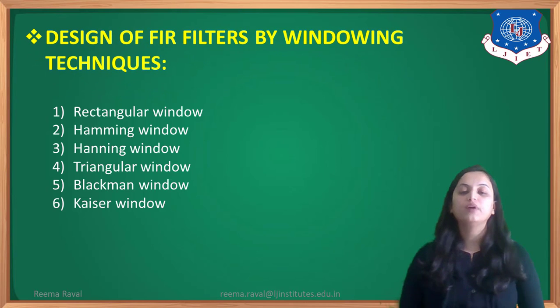Next is the designing of FIR filters. Designing of FIR filters is called the windowing technique. There are various windowing techniques available. The first one is the rectangular windowing method. Second one is Hamming window method. Third one is Hanning window. Fourth one is triangular window. Fifth one is Blackman window. And the sixth one is Kaiser window. These are the different windowing techniques or methods for designing FIR filters.